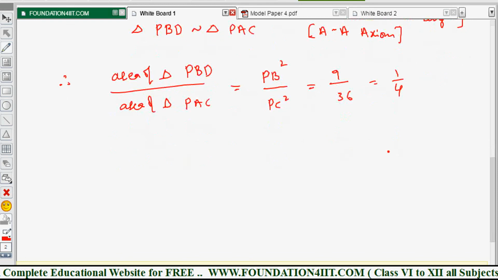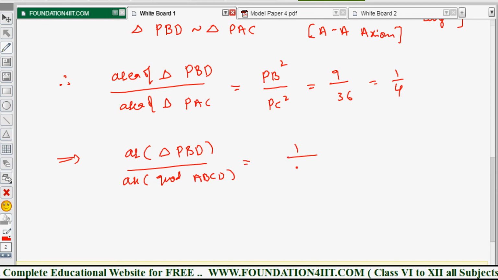Now we need to find out using this. So area of triangle PBD by, actually we need to find the ratio with the area of quadrilateral ABCD, that is equal to 1 by 4 minus 1, because from the total if you subtract PBD, the remaining quadrilateral will come, that is equal to 1 by 3.